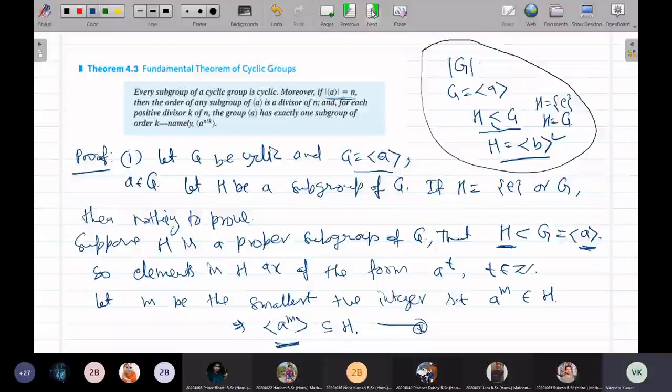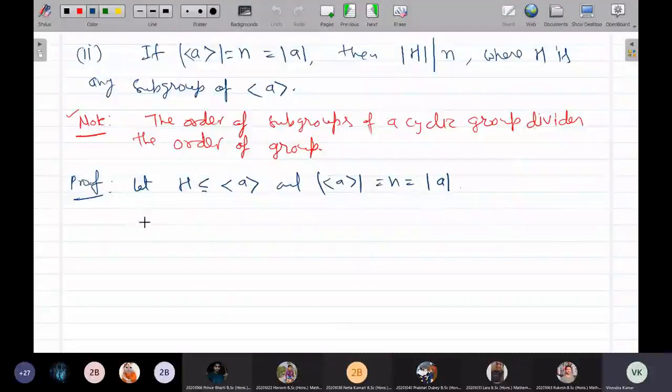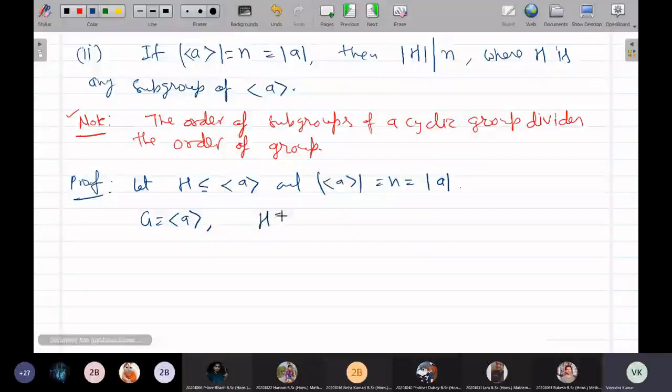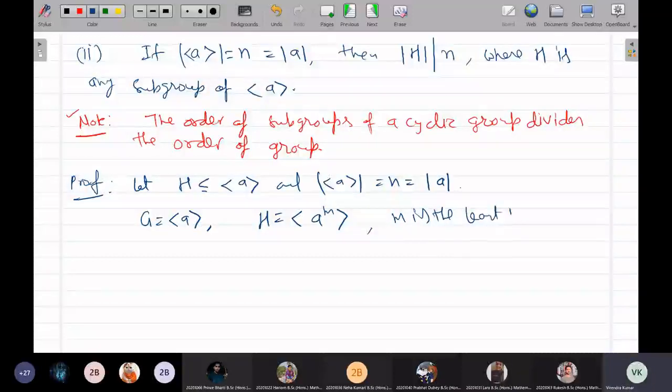So if G is cyclic, G equals the group generated by A, if you are assuming this, then subgroups are of this form, where m is the least positive integer such that a to the power m belongs to H.